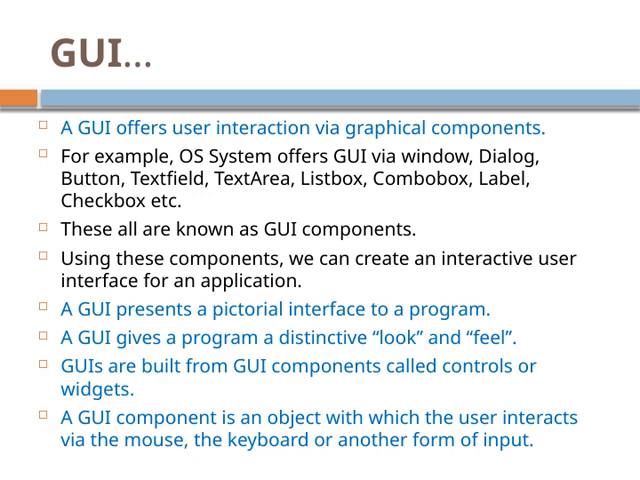Let's talk about GUI, or graphical user interface. Essentially, a GUI provides a way for users to interact with a program through visual components. For example, an operating system offers a GUI with elements like windows, dialogues, buttons, text fields, text areas, list boxes, combo boxes, labels, checkboxes, and more. These are what we call GUI components.